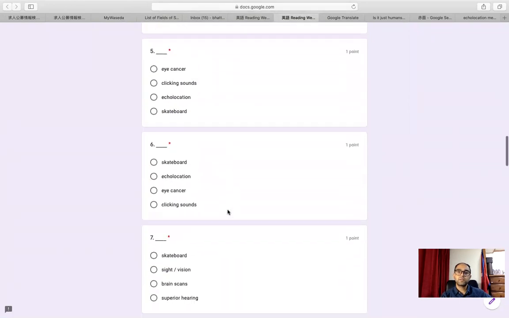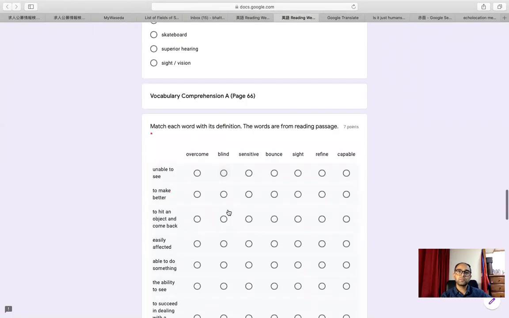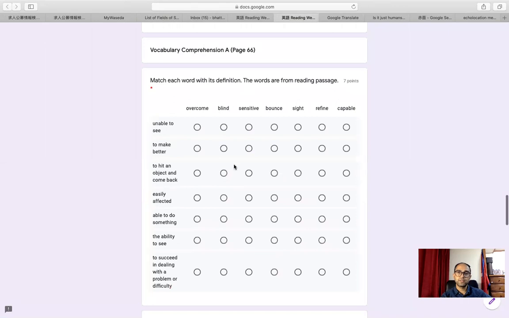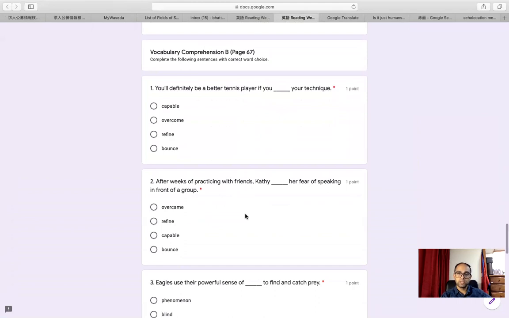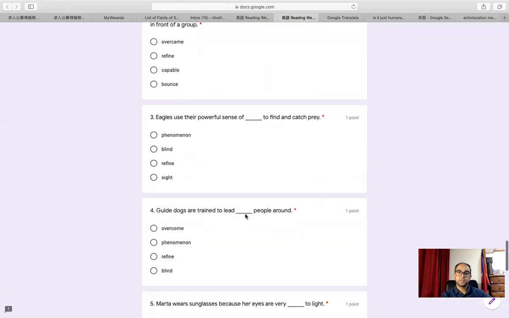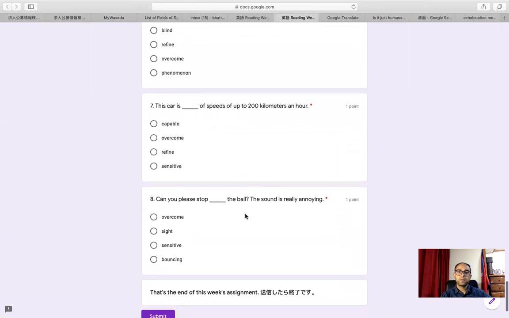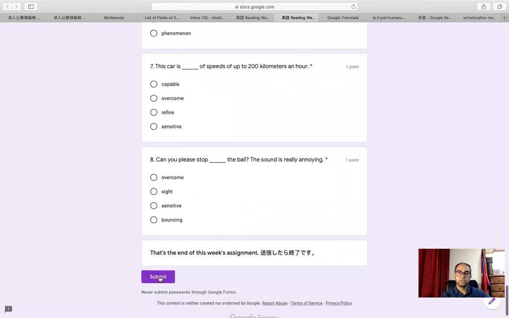And the next part of your assignment is matching the words with definitions. That's from vocabulary. And the other one is choosing the correct vocabulary to complete the sentences given there. Okay. When you finish this, you can click the submit button, and that's all for this week.